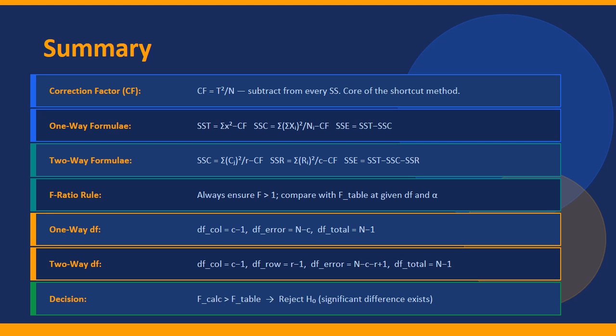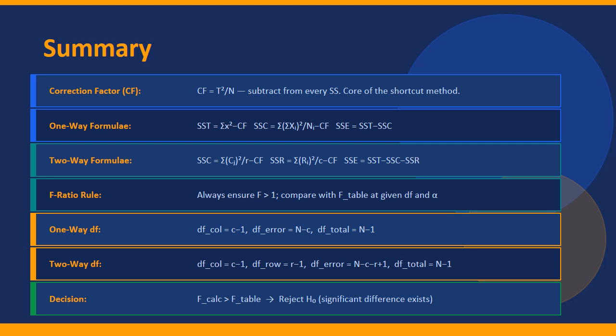So in this session, we have learned that ANOVA is used to compare multiple group means and determine whether the differences are statistically significant, and also a very important component, that is the correction factor CF equal to T squared by N. This is used in all sum of squares calculations, so it simplifies the computational process. That is why it plays a vital role. We should also remember that in one-way ANOVA, we compute only SST, SSC, SSE, and in two-way ANOVA, we compute SSC, SSR, SSE, and then SST.